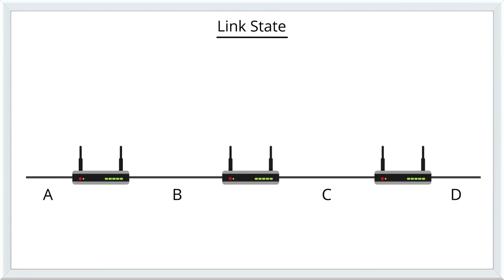With the link state method, routers only share information about their own directly connected networks. So for instance, this router would share information about networks A and B. It uses special messages called link state advertisements, LSAs, and link state packets, or LSPs, to share information throughout the network. When a router receives one of these advertisements from a router, it records the information in its own routing table and then forwards that same information onto other routers within the network.